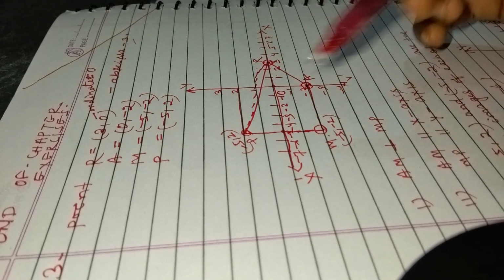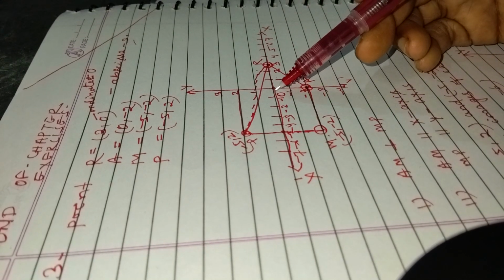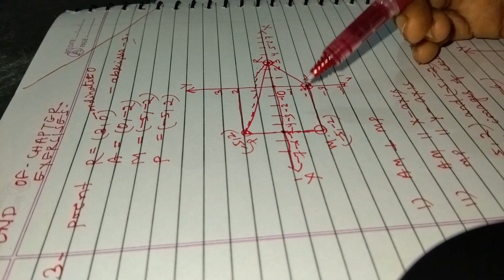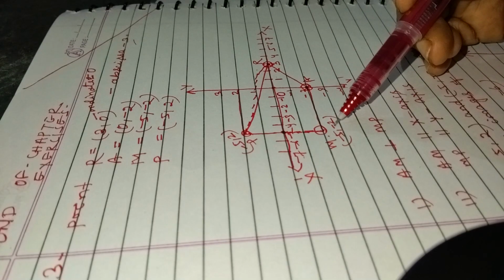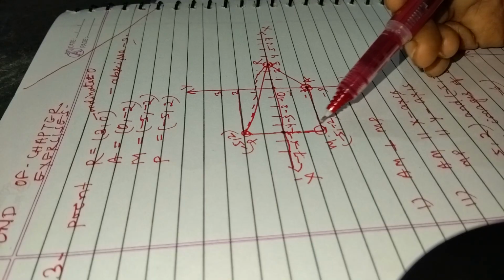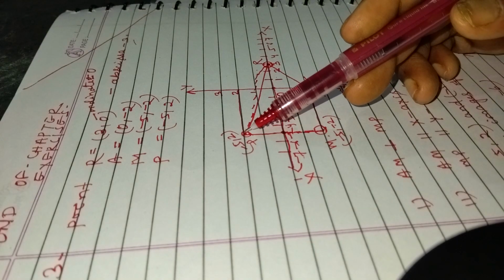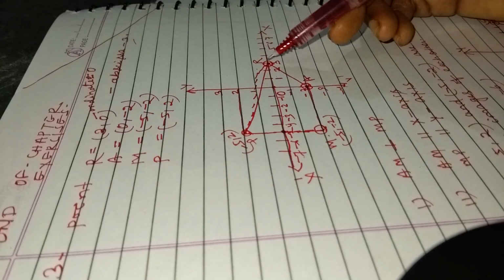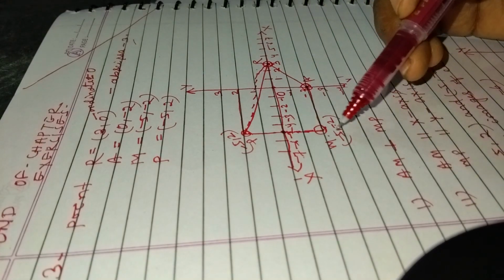Next, (-5, -2). So go -5 units on the x axis, that means left, and downward -2 on the y axis. This point is your M, (-5, -2). And similarly (-5, 2). After plotting these, join them. Now it is a quadrilateral.